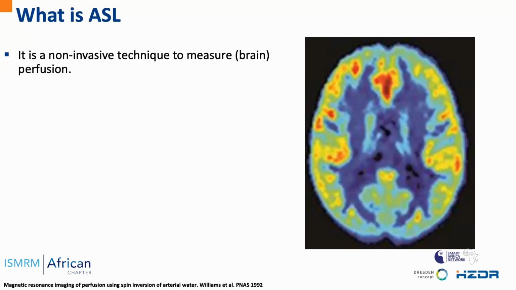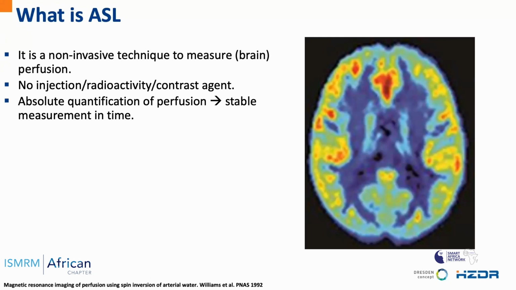ASL is a non-invasive MRI technique to measure perfusion from the 90s, and it's mostly used in the brain. There is no injection of any contrast agent or radio tracer, and the big advantage is that it provides absolute quantification of perfusion, so we can reliably assess perfusion also across time.